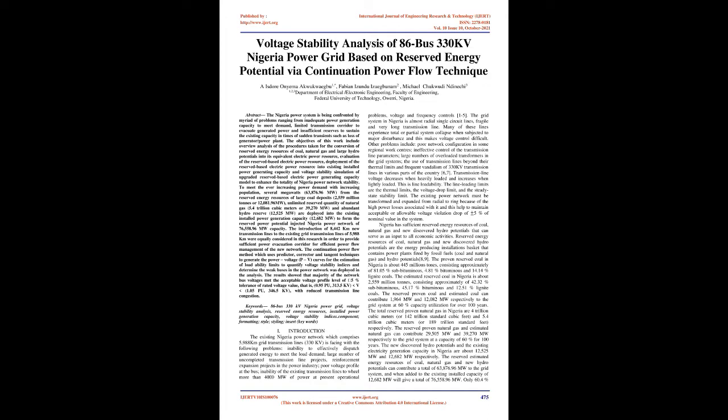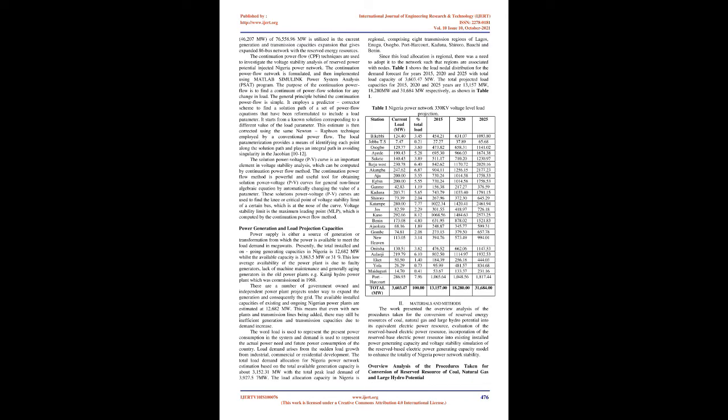The introduction of 8,442 km new transmission lines to the existing grid transmission lines of 5,988 km were equally considered in this research in order to provide sufficient power evacuation corridor for efficient power flow management of the new network. The continuation power flow method, which uses predictor, corrector, and tangent techniques to generate the power, voltage, P-V curves for the estimation of loadability limits to quantify voltage stability indices and determine the weak buses in the power network, was deployed in the analysis.